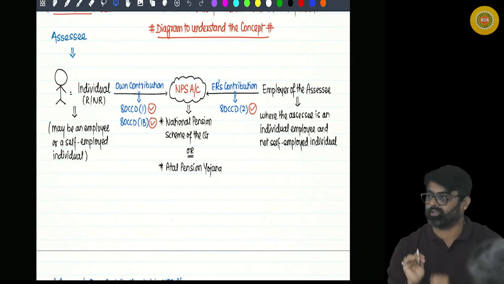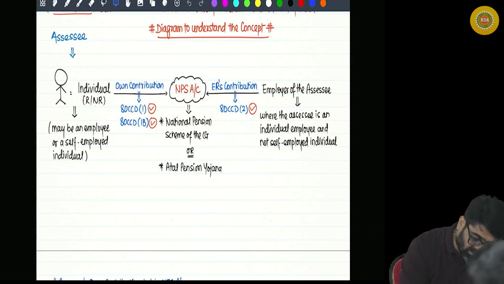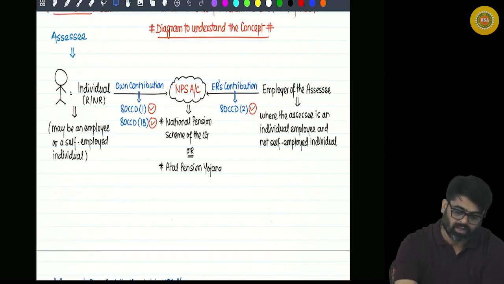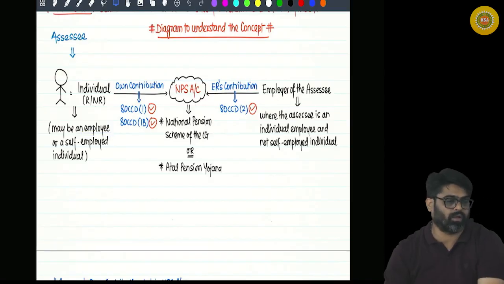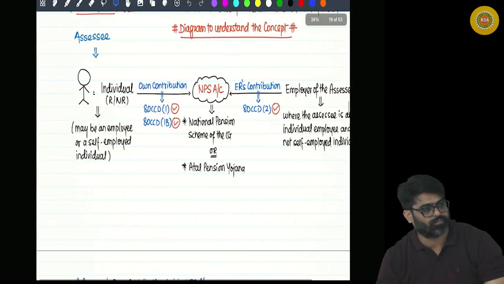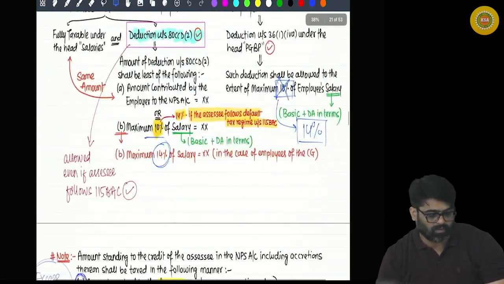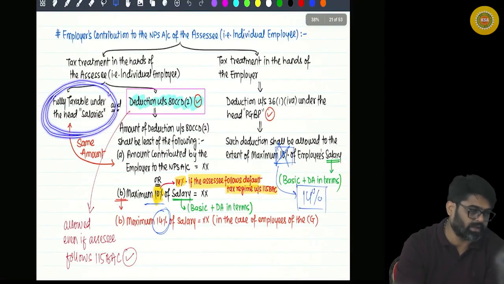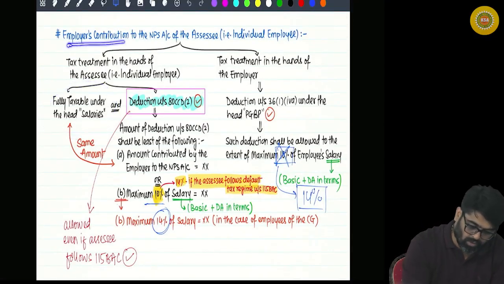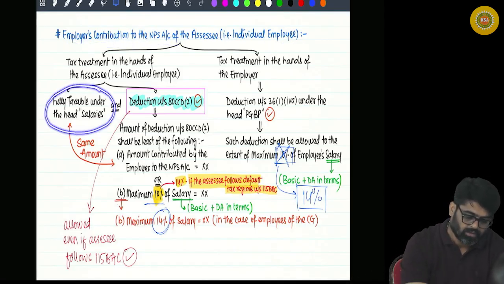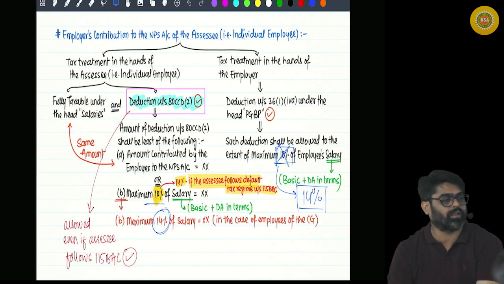Okay, now pay attention. Now I am going to discuss only about employee. Are you an employee? Your employer can also contribute in your NPS. So what will be the first effect you are going to give? Fully taxable under the head salary. So employer's contribution to your NPS account, if you are an employee, the first effect will be that amount will be fully taxable under the head salary.